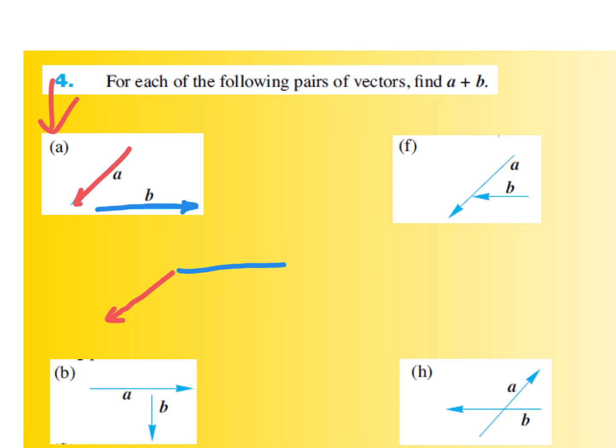You don't want it to go that way. You want it to go tip to tail. So I can do either tip to either tail, but there, that's my best attempt at A plus B. Could you have done it another way?